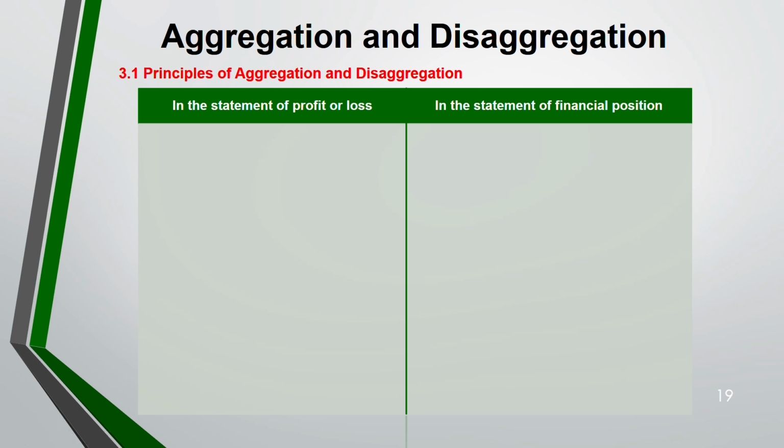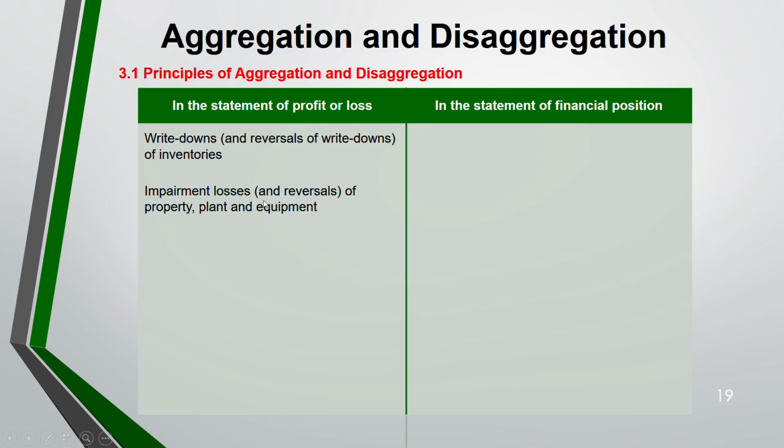This table will help you. Items in the statement of profit and loss and items in the statement of financial position. So in the profit and loss, if it's inventory write-down, you can't aggregate. You have to disaggregate and show. And also any reversal of write-downs. Next, impairment losses. If there is any reversal of property, plant and equipment impairment, you have to disaggregate, show separately.